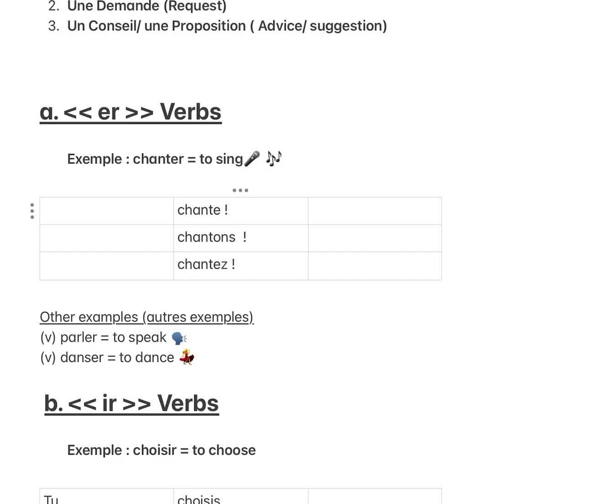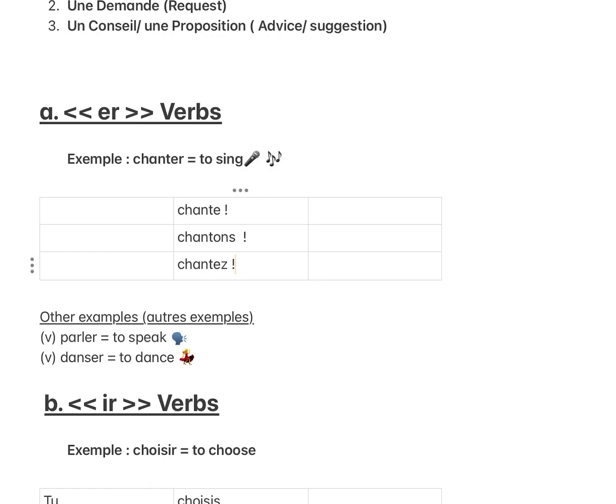Chante, which means sing, that is when addressing informally. Chantons, which means let us sing. And chantez, which also means sing, but it is used when addressing formally or to a group of people.